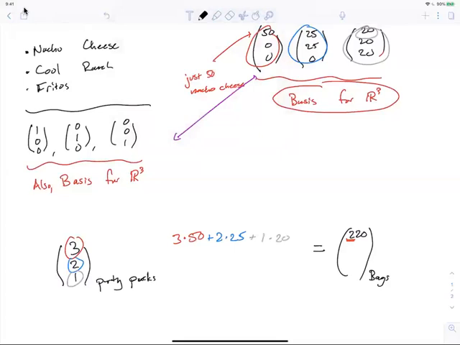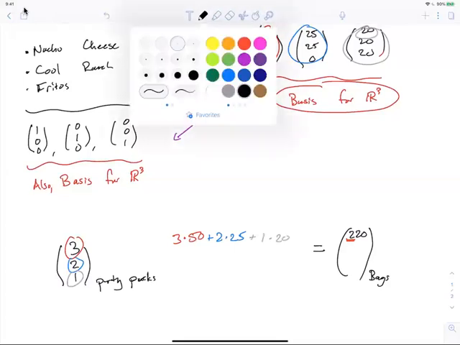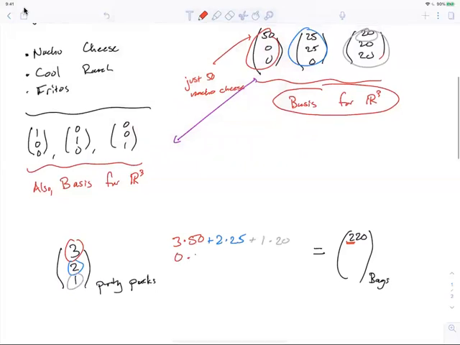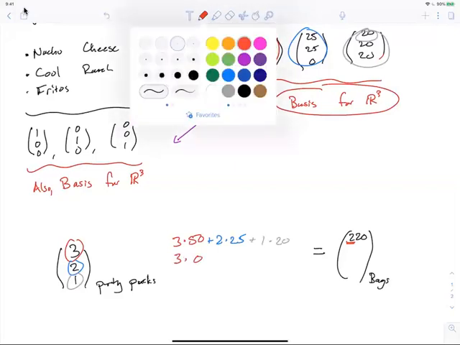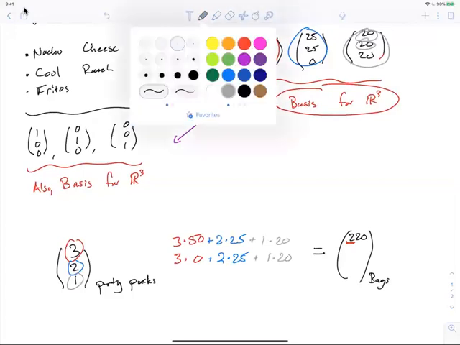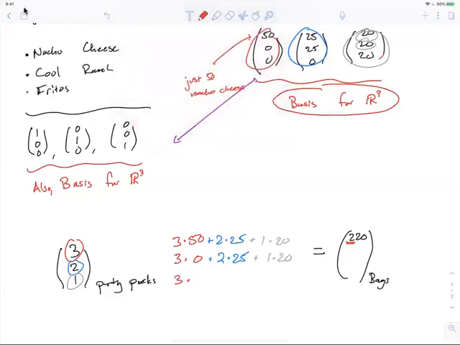220. And we can do the same thing for the Cool Ranch. So for the Cool Ranch, there's 0 that come in that 50 box. Or more precisely, we have 3 times 0. There's 3 boxes, but there's 0 Cool Ranch. Plus 2 times 25. You still get 25 Cool Ranch. And you get 1 times 20. So that last mixed bag has 20 Cool Ranch still in it. And similarly for the Fritos, that mega box has no Fritos.